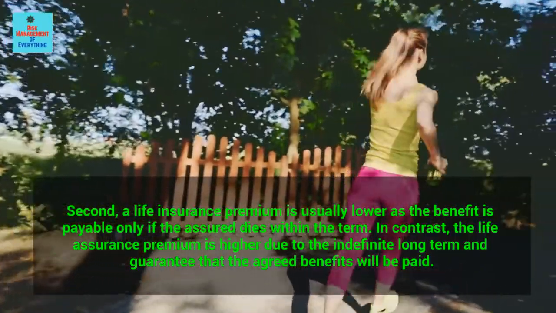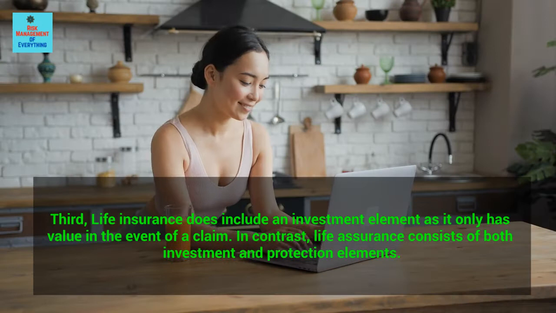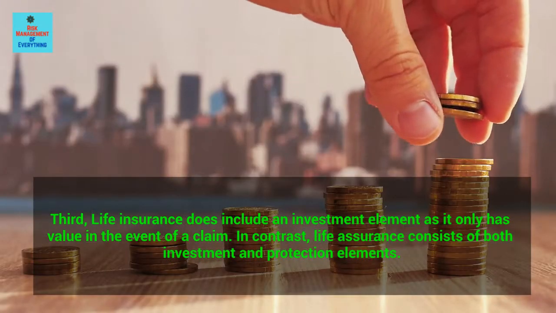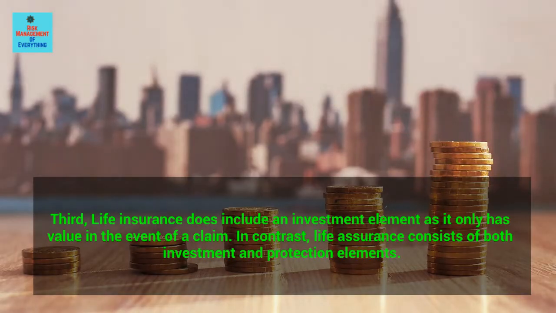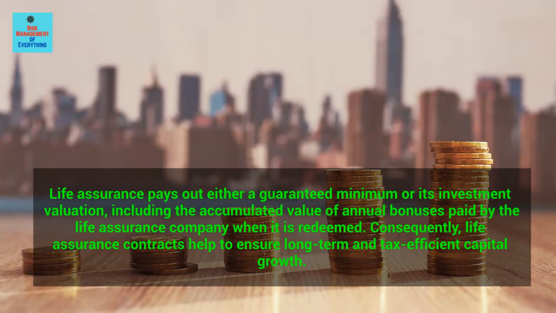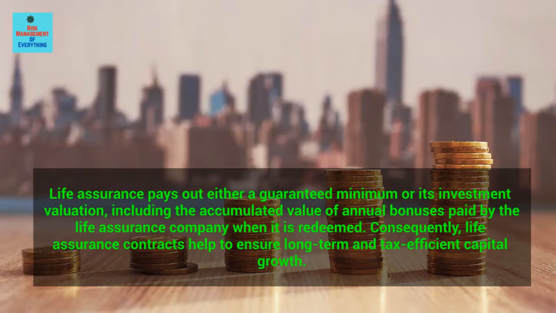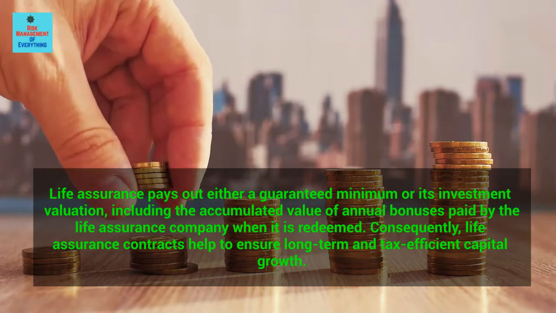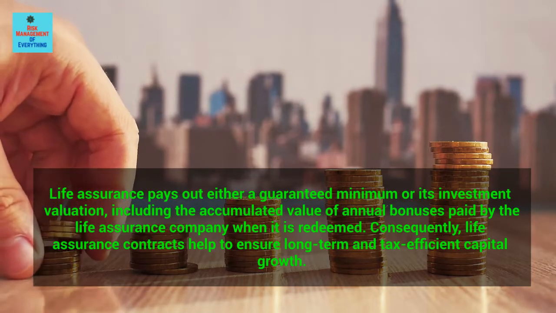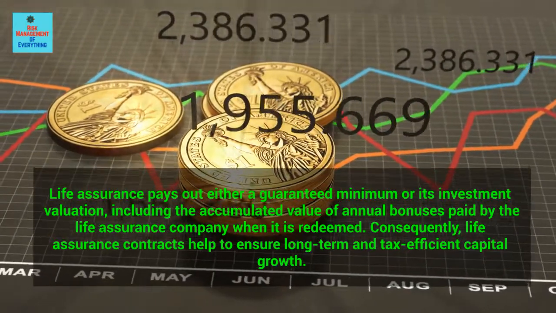Third, life insurance does not include an investment element as it only has value in the event of a claim. In contrast, life assurance consists of both investment and protection elements. Life assurance pays out either a guaranteed minimum or its investment valuation, including the accumulated value of annual bonuses paid by the life assurance company when it is redeemed. Consequently, life assurance contracts help to ensure long-term and tax-efficient capital growth.